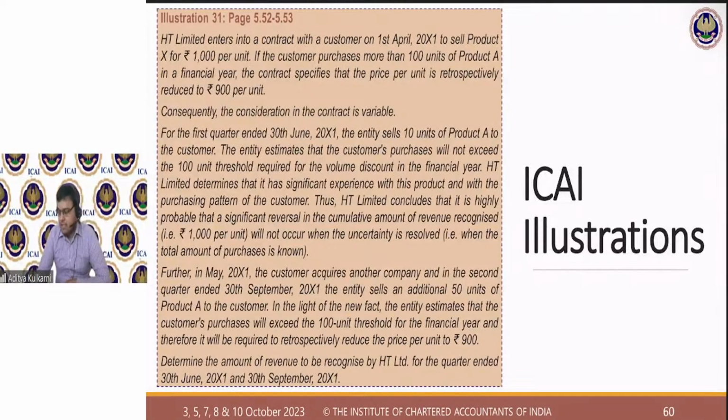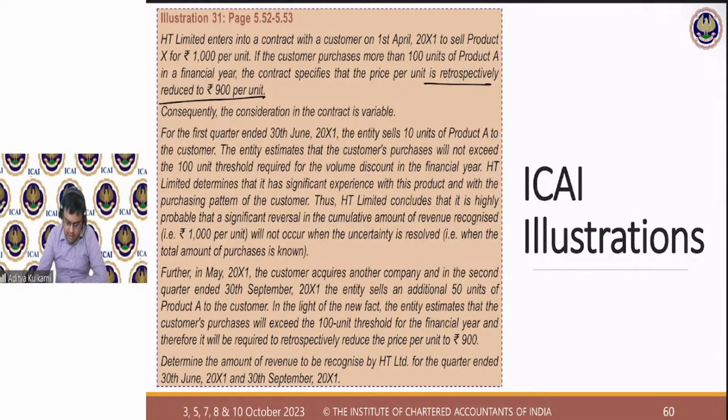Let us move on to illustration 31. HT Limited enters into a contract with a customer to sell product X for 1000 per unit. If the customer purchases more than 100 units of product A in a financial year, the contract specifies that the price per unit is retrospectively reduced to 900 per unit. Consequently, the consideration in the contract is variable.